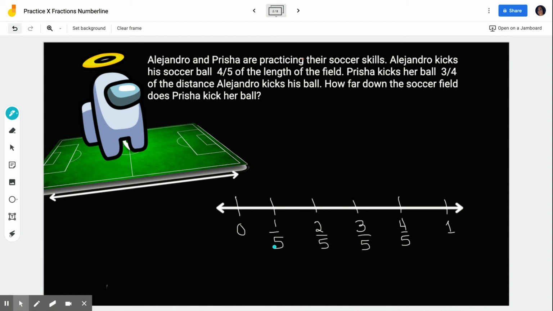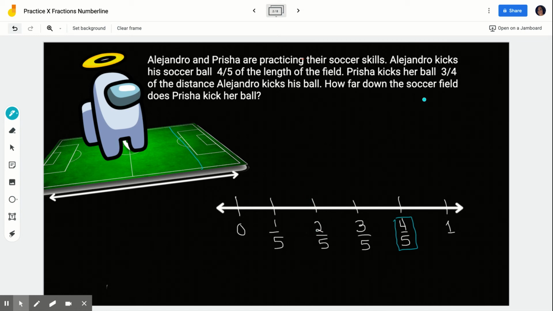Now, I have already labeled this number line to save a little bit of time in this video. We knew that the denominator up here was 5, so we had to break our number line into 5 equal parts. So we started at 0, meaning the very beginning of this field, and we ended at 1 whole, or 5/5. So this is the very end of the soccer field. And we know that Alejandro kicked his ball 4/5 of the field. So on this field, that would probably be somewhere like here. So Alejandro kicked it all the way to here.